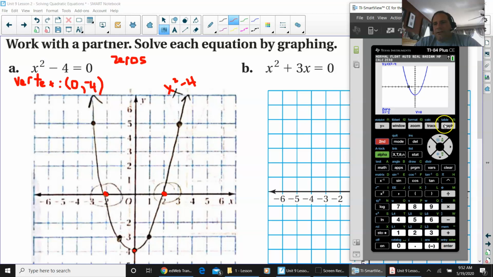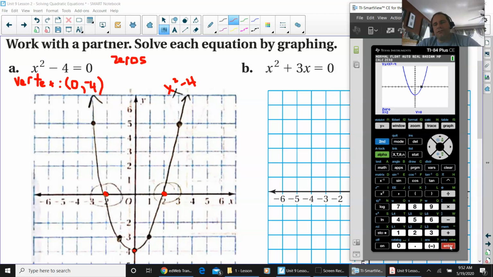Pressing second function trace and you're pressing that number 2 for 0. Going to the left bound on this side is below where it crosses the x-axis. You press enter. Right bound on this side is above. Then press enter, and then you could guess right about there, and the 0 is 2, 0.